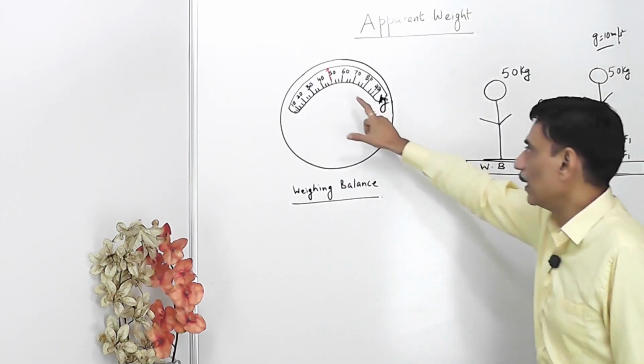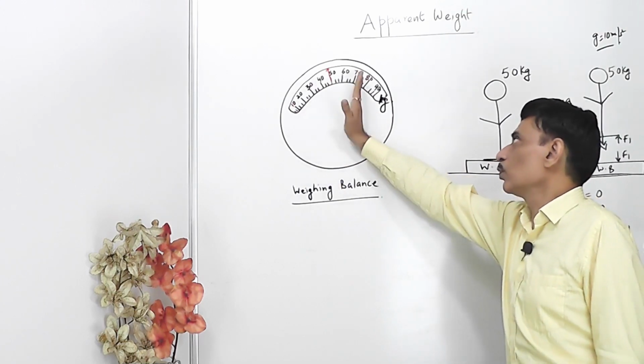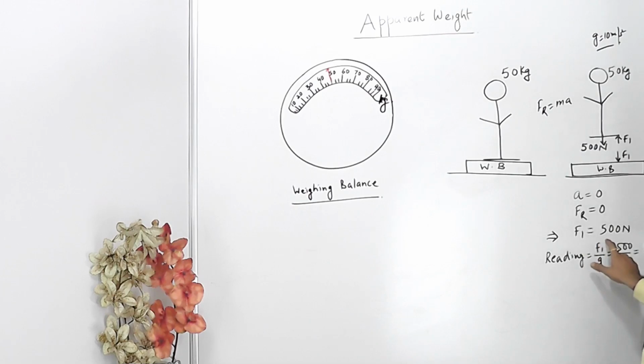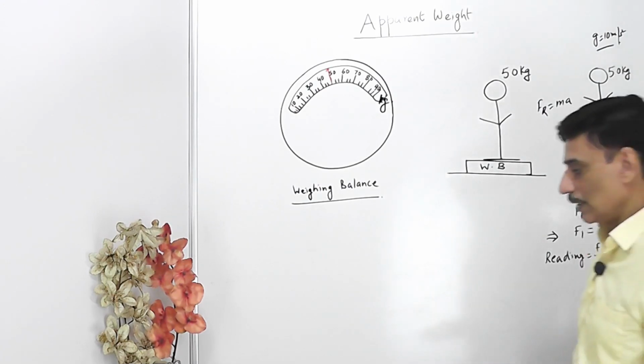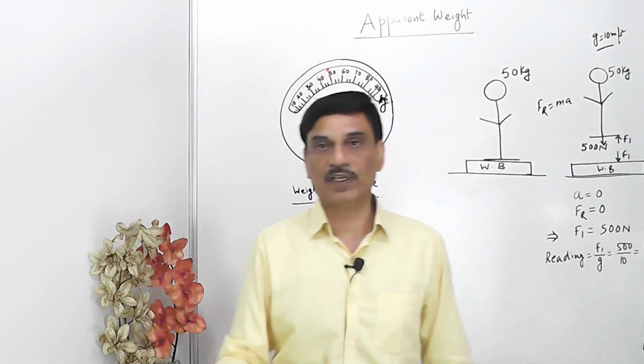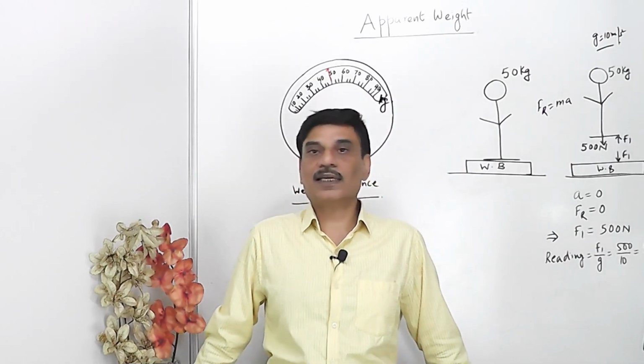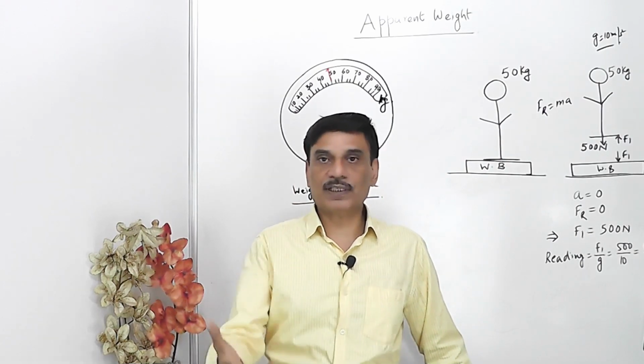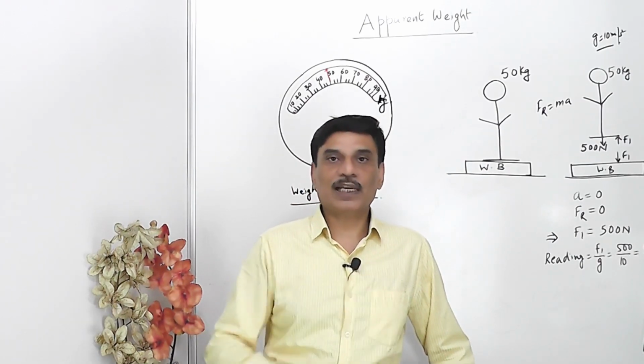Now what the weighing balance does is, the needle has moved to some value. What is the value? With F1 as 500 Newton, the reading is going to be F1 divided by g, that is, if we take g as 10, the reading is 50 kg. Our layman says my weight is 50 kg. A student of physics says my weight is 500 Newton, let's say in the class of physics. So this is how the weighing balance works.